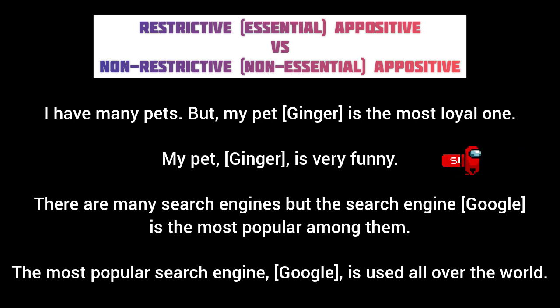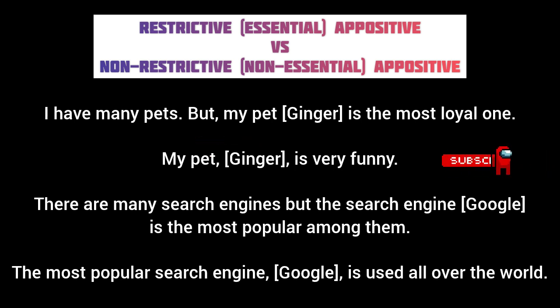But in the next example, I have just one pet, hence it's not necessary to mention its name. My pet Ginger is very funny. In this sentence, the appositive Ginger provides additional but non-essential information about its antecedent, my pet. Hence, it's set off with a pair of commas in the sentence.